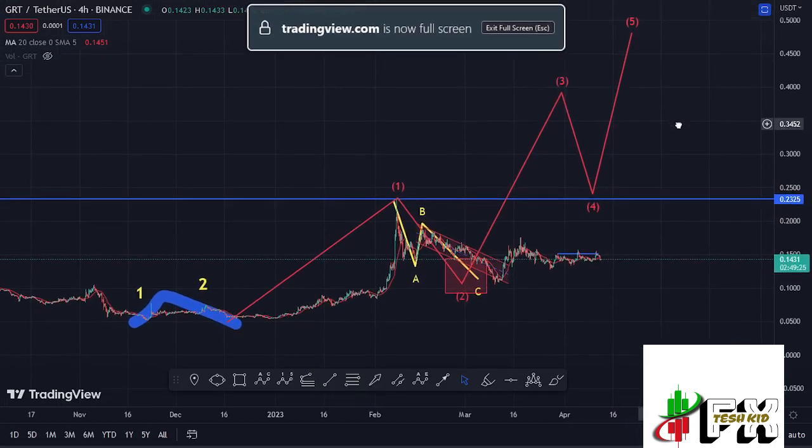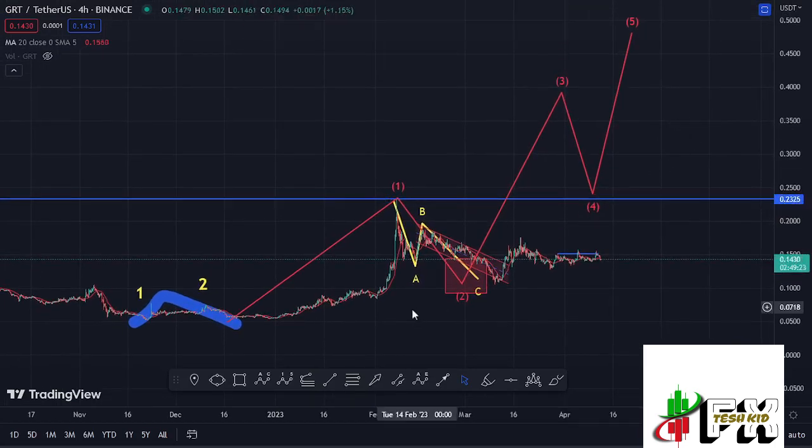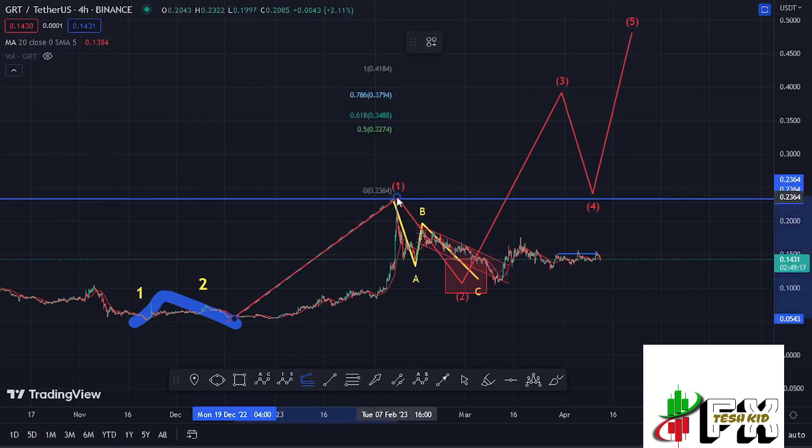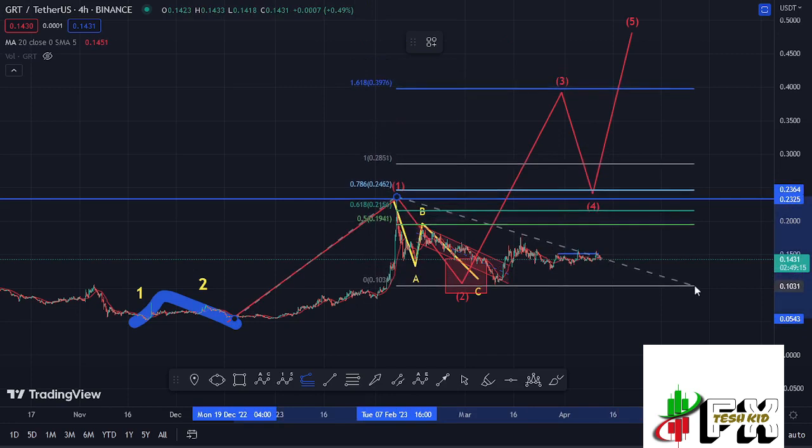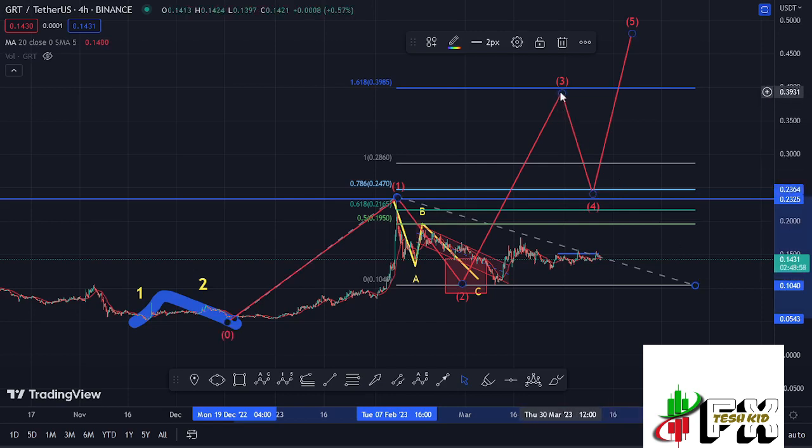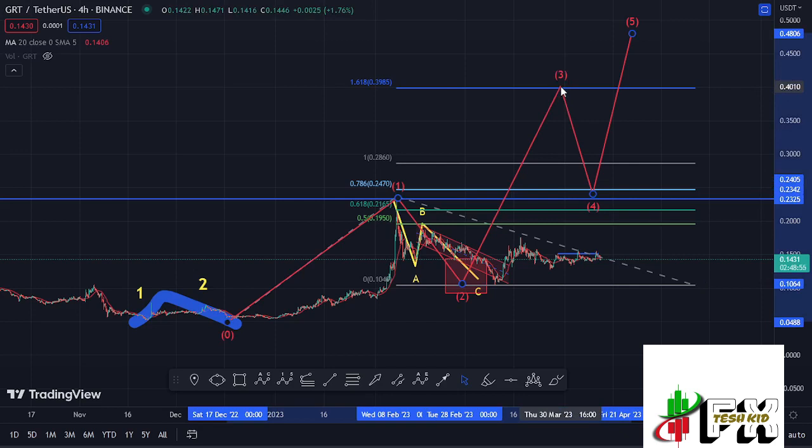Sketching out a target area in the formation of that wave 3 by connecting the trend-based Fibonacci from the low of the first wave to the high of that wave 1, then dragging the fibs to the low of the second wave. That now gives me a target area in the formation of that wave 3 at the fib level 1.618, and that is at around the $0.3985 mark, and that is the minimum that you can expect GRT to do here on the short-term scenarios in the formation of that wave 3.